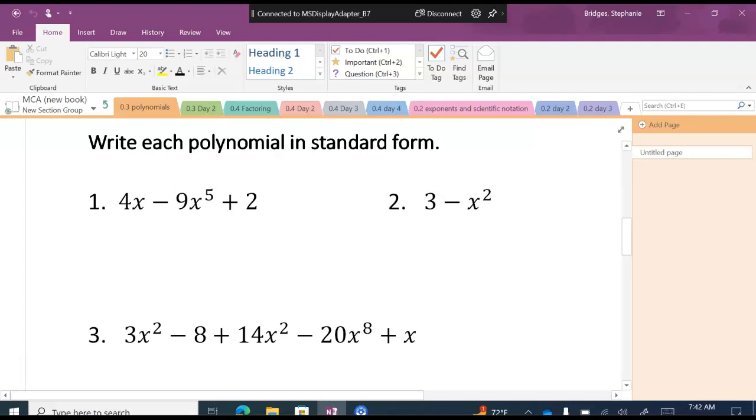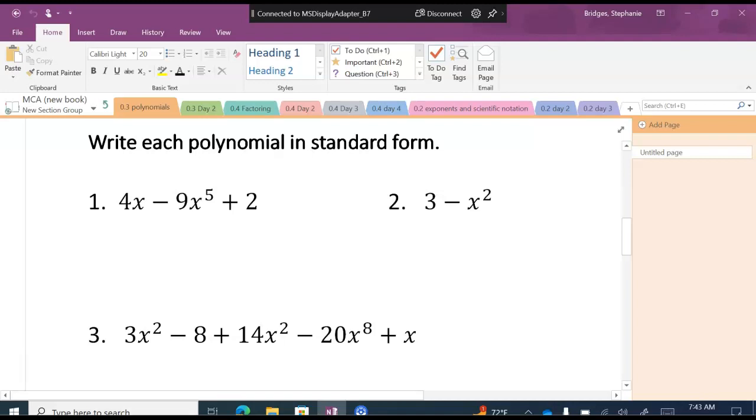When we do these, the very first thing I want to look at is, do I have like terms that I need to put together first? Like terms have to have the same variables with the same exponents. So if I have 4x minus 9x to the fifth plus 2, first question, do I have any like terms that I need to combine together? No. Okay. So then I want to write it in standard form.